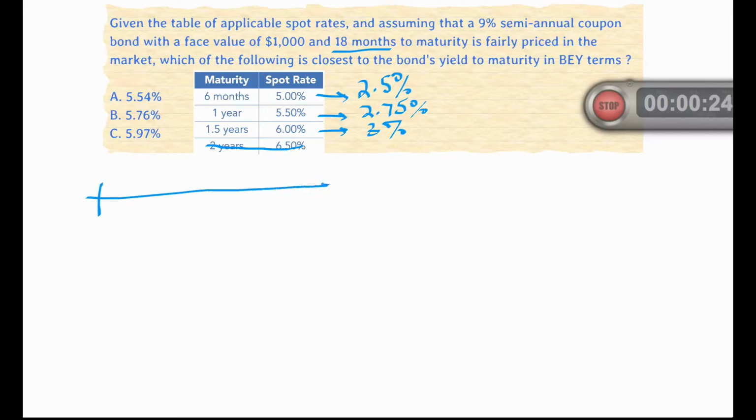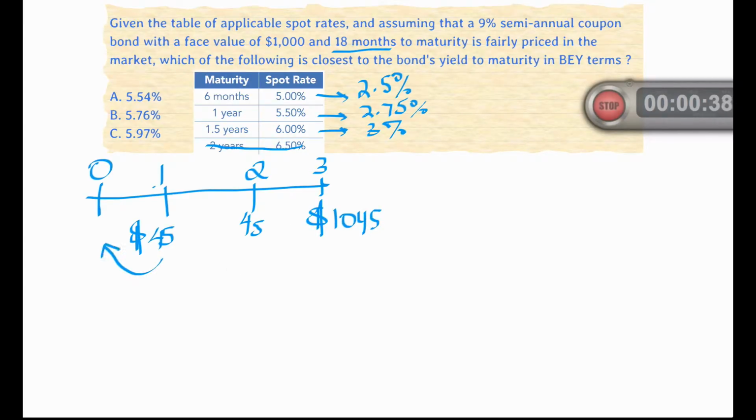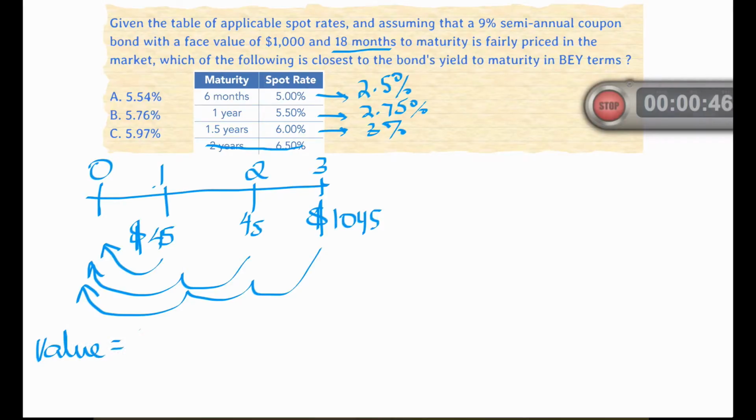We can draw a quick timeline and plot out the payments that are due from the bond. Because it's a 9% semi-annual coupon and a $1,000 face value, we have a $45 coupon payment. And of course the final payment, which is 3 periods out, is $1,045. So we can compute the present value or fair value of this set of cash flows by applying the appropriate rates from the spot rate curve.